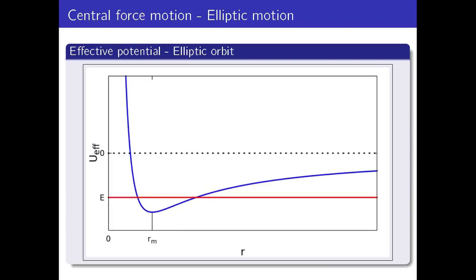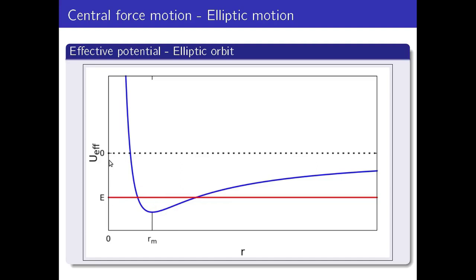The second conic section that we will study is the ellipse, which is observed in the central force motion when the energy is between 0 and the minimum of the effective potential. As it can be seen, E intersects effective potential at two different points. This means that there are two distinct turning points, and R takes values between these two values.